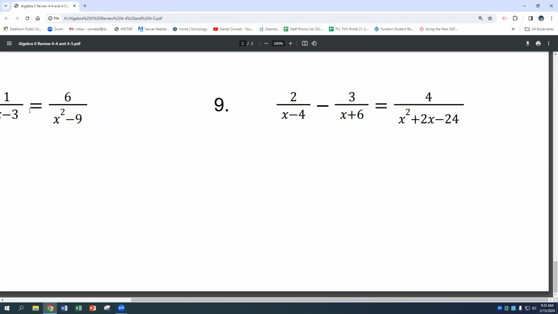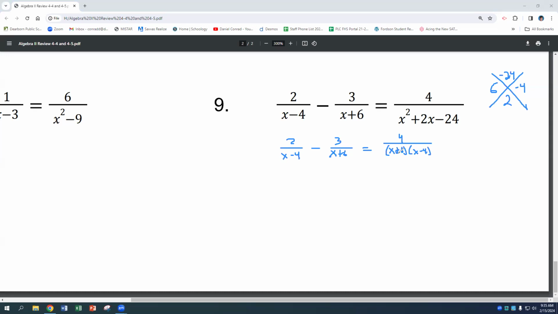Okay, let's go over here and try number 9. Okay, first thing we want to do here is we want to factor the denominator. We have a quadratic, so we need two numbers that multiply to -24 and add to 2. That looks like it's +6 and -4. So I have 2 over x minus 4 minus 3 over x plus 6 equals 4 over x plus 6, x minus 4.